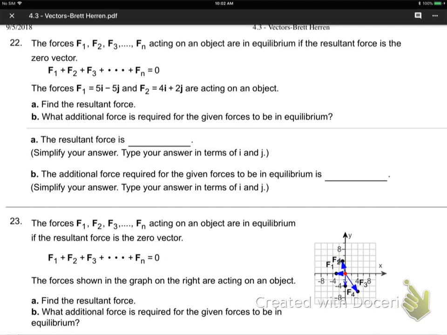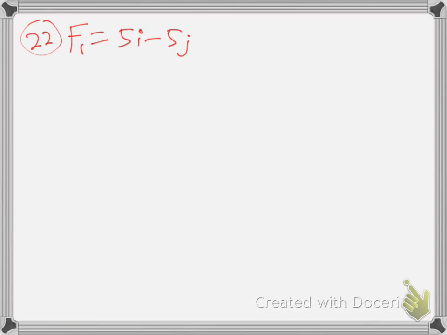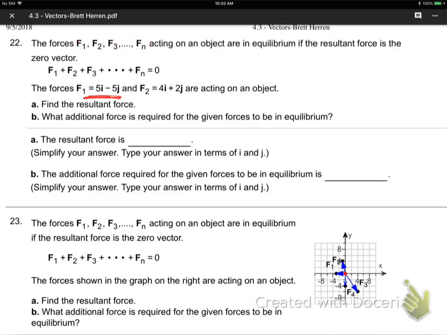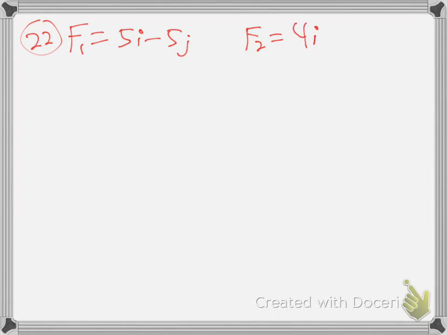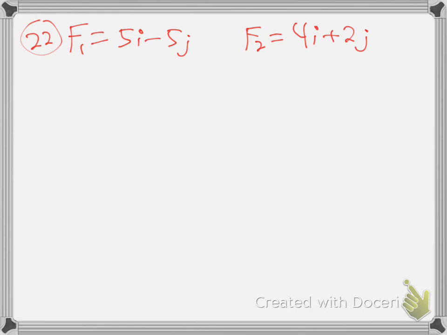Okay, so basically, they're saying some stuff over here. Let's ignore this and just go down to here. That other stuff will make sense in a minute. Force 1 is 5i minus 5j, and force 2 is 4i plus 2j. Find the resultant force. So question A, what's the result of those two forces?